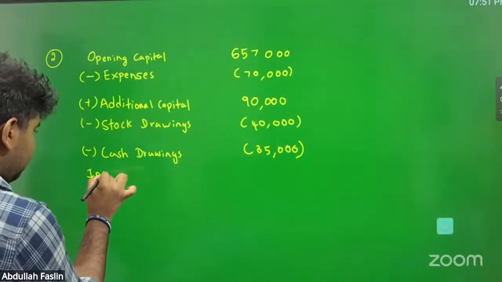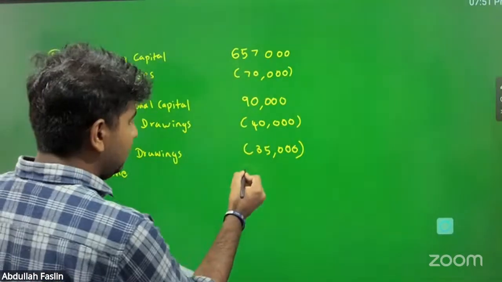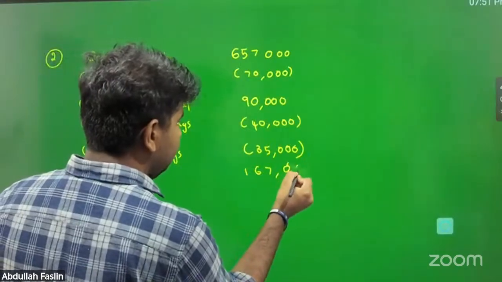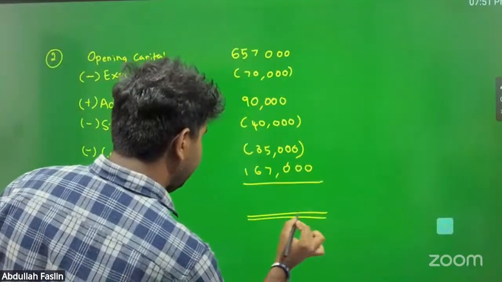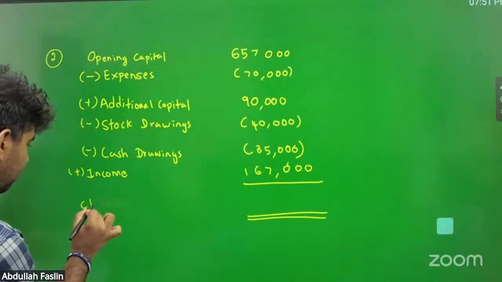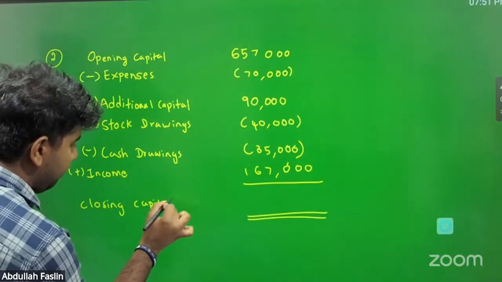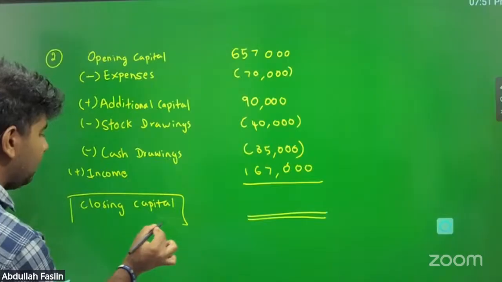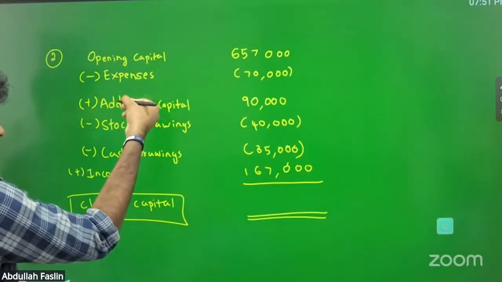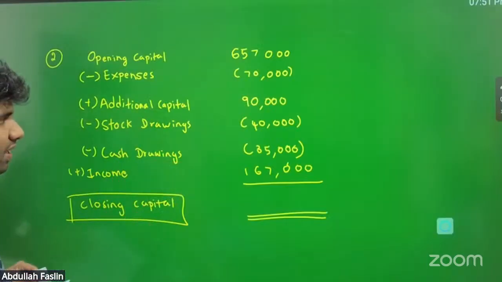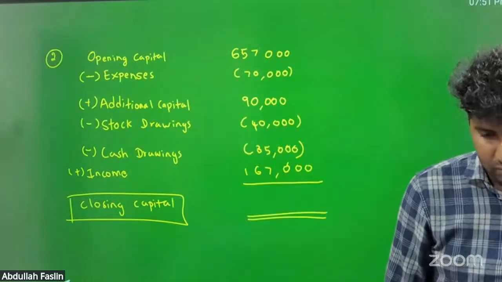Income for the year you have to add, 167,000. When you do the calculation, finally you will get the closing capital or closing equity. In order to find the closing capital, you deduct any expense, add additional capital, deduct the drawings, and add any income. This is the way you do this question.